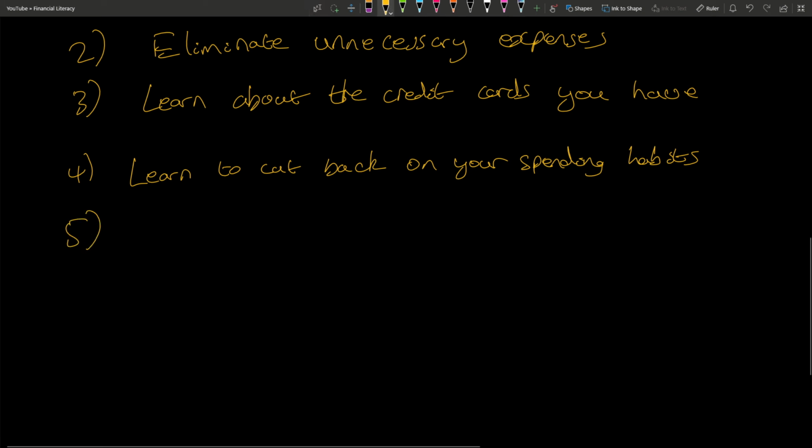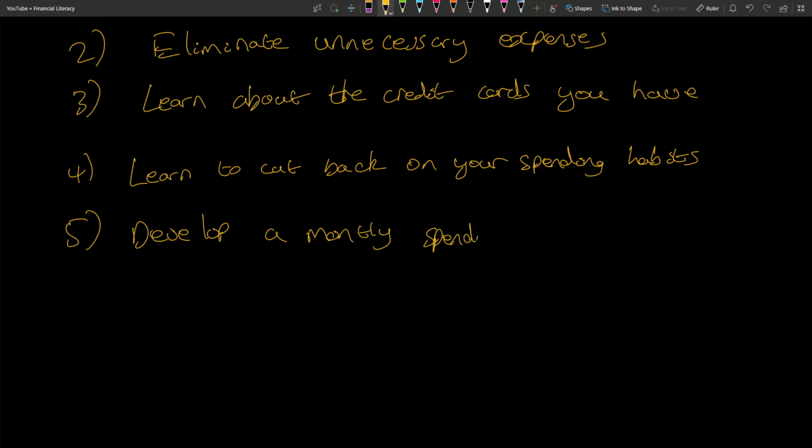Step 5 is develop a monthly spending plan. So that's pretty simple. You basically give yourself a budget, and you'll be realistic. It's going to include your house costs, your necessary expenses like transportation, food, and other expenses you may have, and the debt that you owe as well.